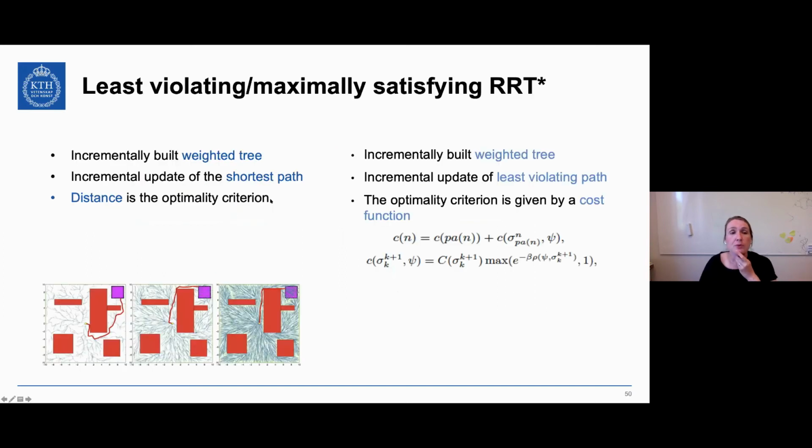Indeed, what we did there is very similar to what we did in the least violating planning for autonomous vehicles. Again, we built a weighted tree. We were looking for a least violating path in an RRT star tree. And this time our optimization function is some kind of cost function associated with the robustness of STL.